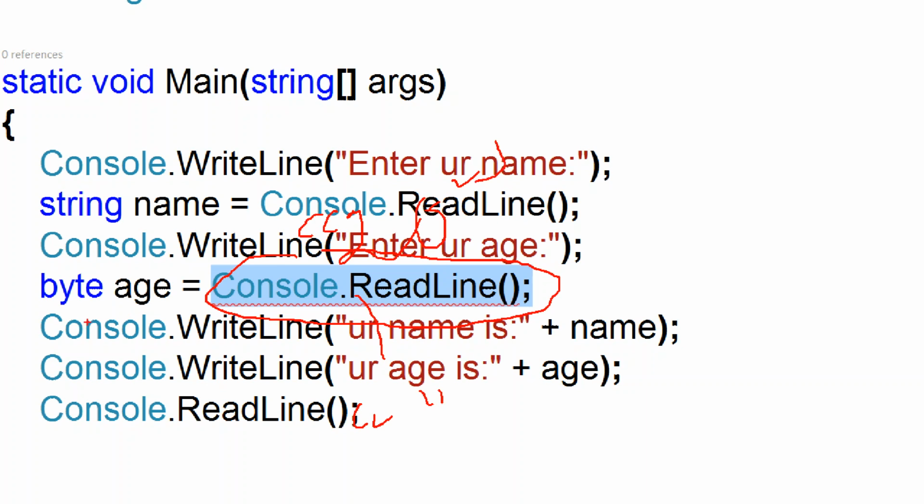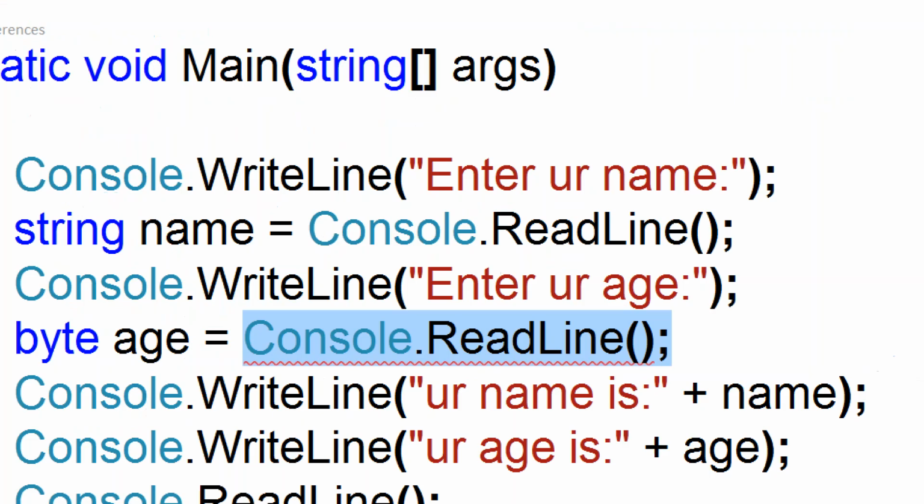But on the LHS we created a variable. What is the name of the variable? Age. But the age type is what? Byte. The RHS is what value? String value. The LHS type is what? Byte. You are trying to assign a string value into a numerical data type variable called byte. So here, what is the problem? Match or mismatch? Mismatch, sir.